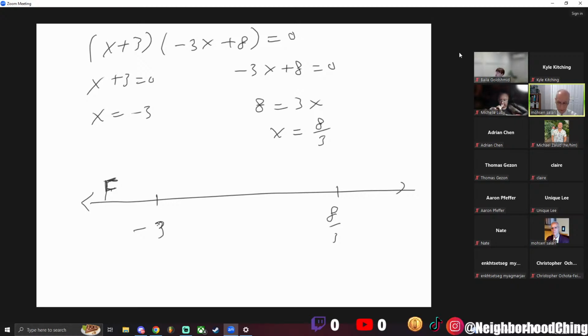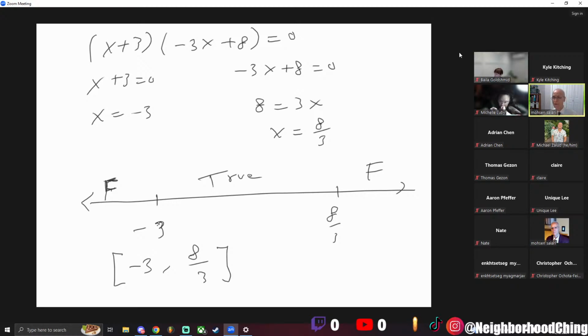Let's say 0 is a convenient number. Sure, I'm left with 24. Is 24 greater than or equal to 0? You bet. So true. And to the right of 8 thirds, let's say positive 10. Again, I get a false statement, because you are getting a negative. So the answer to this inequality is from negative 3 to 8 thirds, and negative 3 and 8 thirds are included.